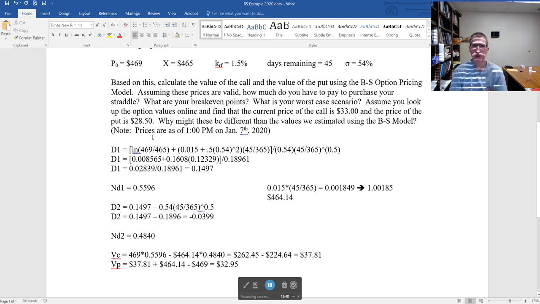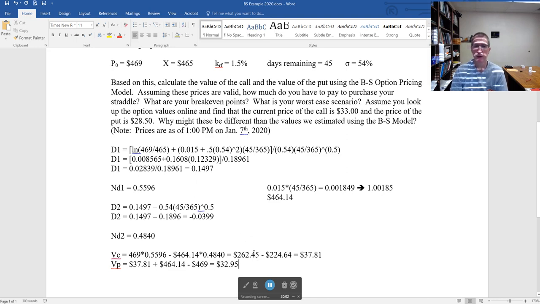Now this makes a little bit of sense because we can see that the call option is actually in the money. It's got $4 of intrinsic value. The put option is out of the money. So we should expect the call price to be higher than the put price, and that is the case. So that is the value of the call and the value of the put.